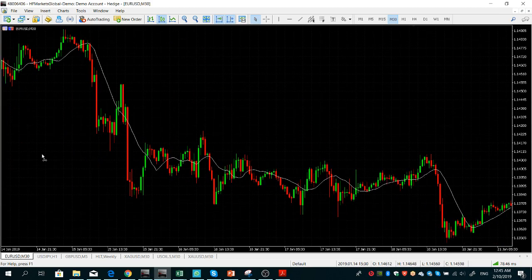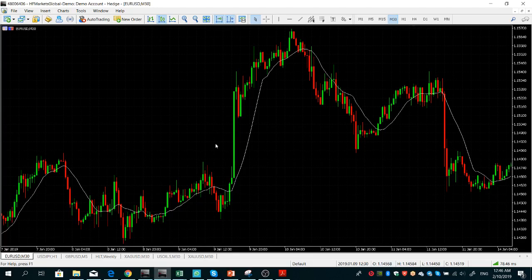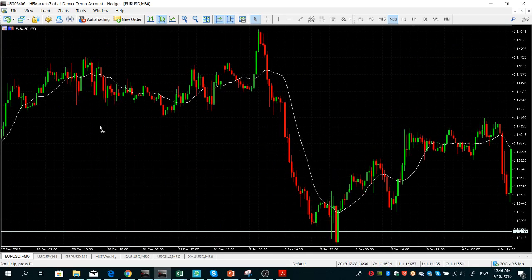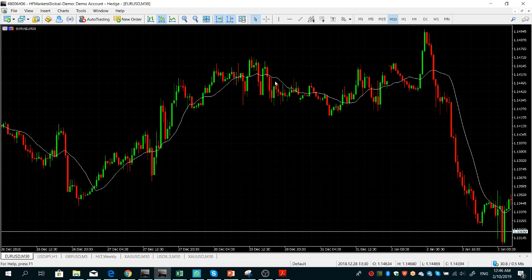That's the best time for scalping. If it's in this situation, you are in an uptrend. Here you are in a downtrend. With the moving average, you are in an uptrend. You are in a downtrend. You can see that. With the moving average, you can understand when you have to enter the market.